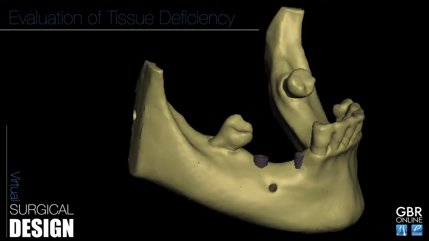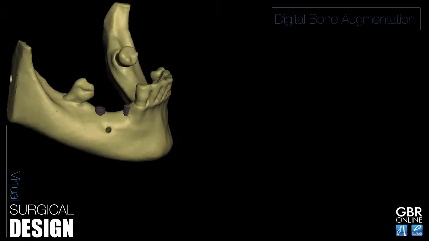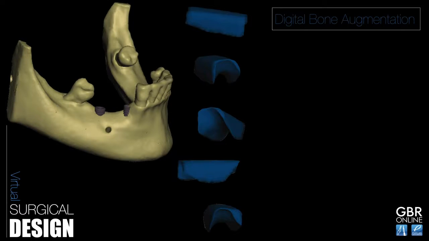So when we look at this, if this is where I'd like my implants, I can see the deficiency in the bone. So now, in order to allow ideal implant placement, we have to build up the volume so that these implants are covered in bone. So virtually, what we do is we create a digital bone graft.